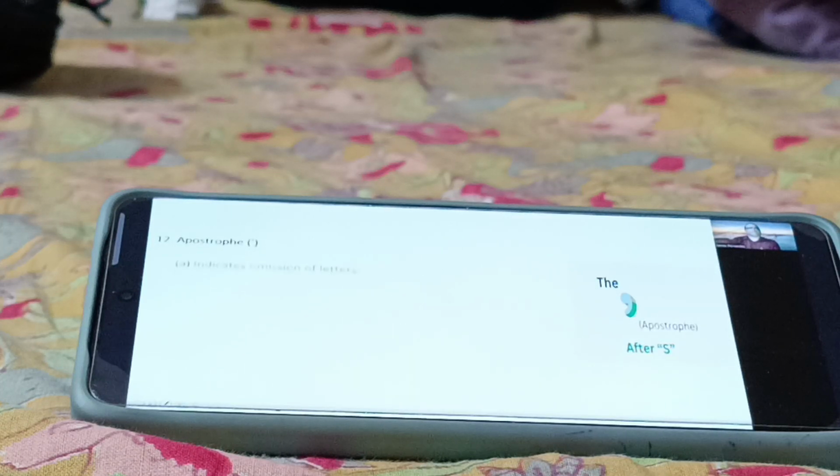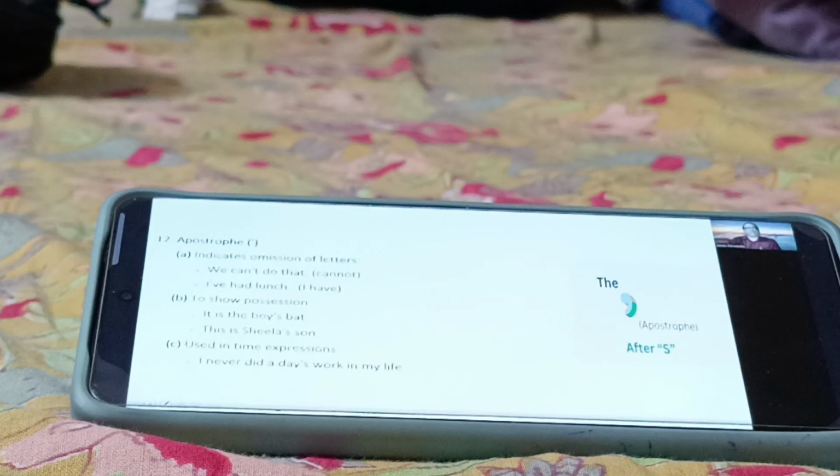Now, apostrophe. In the case of contractions, so can't, you need the apostrophe here for cannot, because I'm replacing cannot with can't. So I need to have the apostrophe here. I've had lunch. I have. So contraction again, I, apostrophe, we had lunch. To show possession: it is the boy's bat. Whose bat? The boy's bat. So apostrophe S here. This is Sheila's son. Whose son? Sheila's son. Also used in time expressions: I never did a day's work in my life.